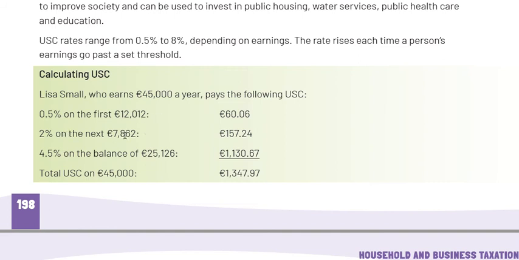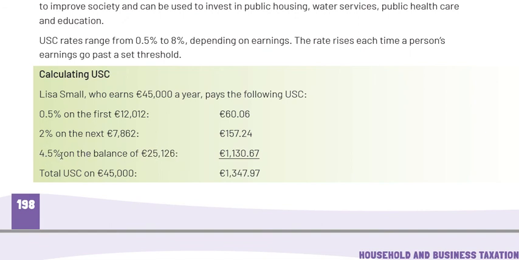Okay, so the 2% then will be on the next 7,862. So you pretty much just get 2% of 7,862 even. Okay, and then whatever's left over, so when you add the 12,012 euro to the 7,862, take that away from the 45,000, the balance here will be 25,126, and that's at a higher rate then.